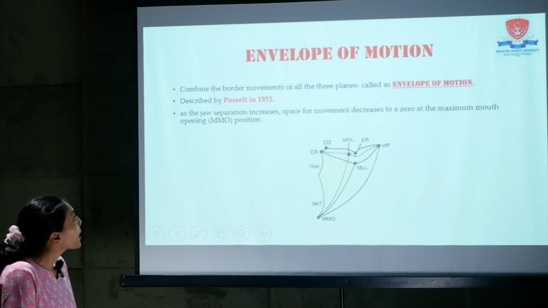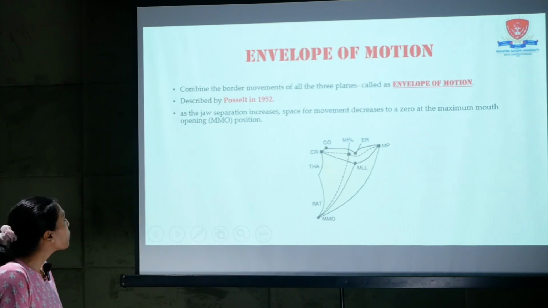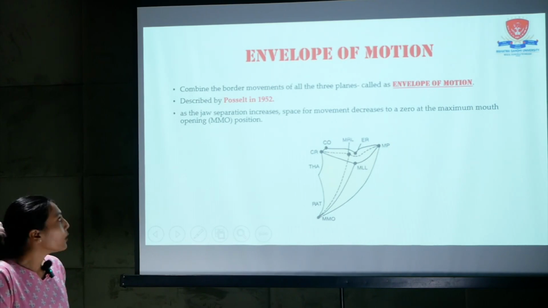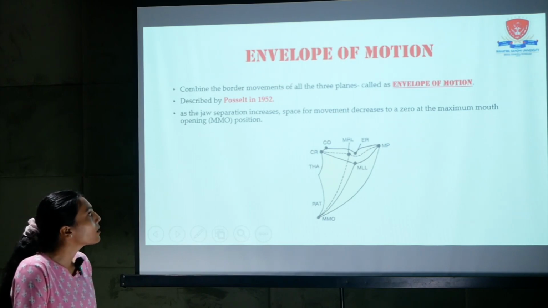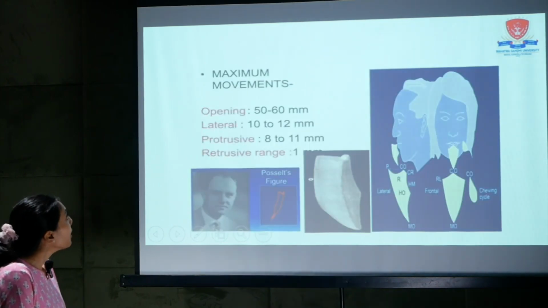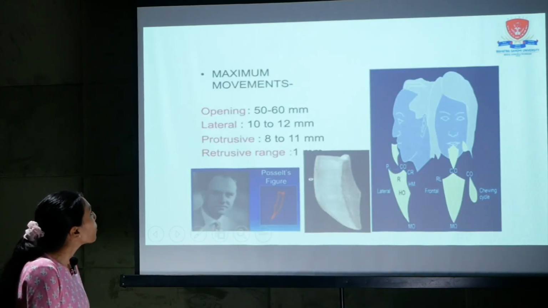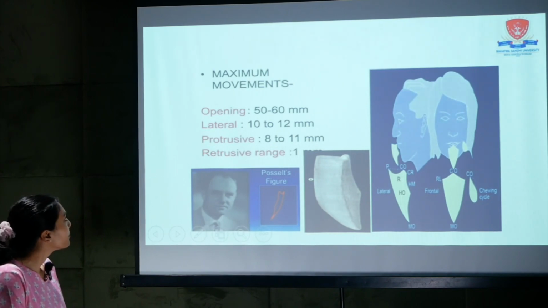Envelope of motion. The combined border movement of the three planes is known as envelope of motion. It was described by Posselt in 1952. As the jaw separation increases, space for movement decreases to zero at the maximum mouth opening. These are the maximum movements: opening, lateral, protrusive and retrusive range.